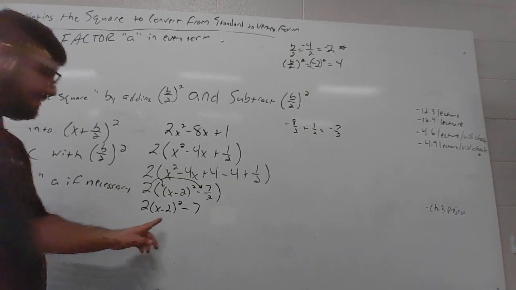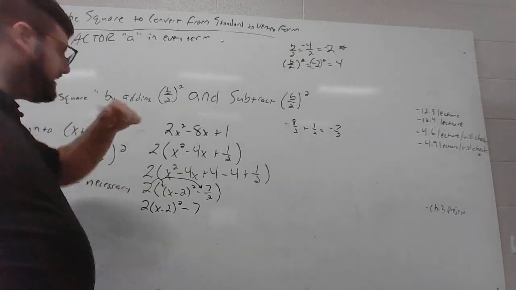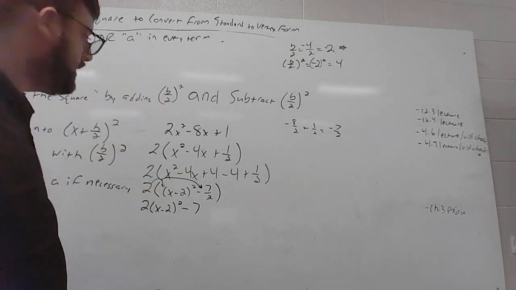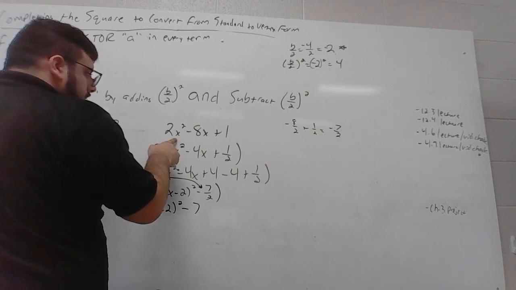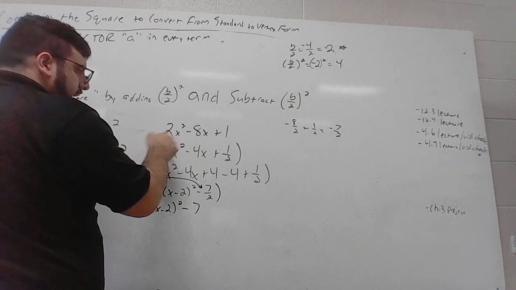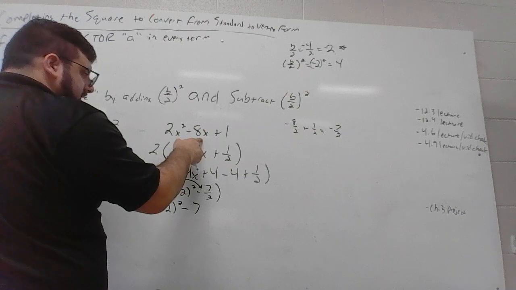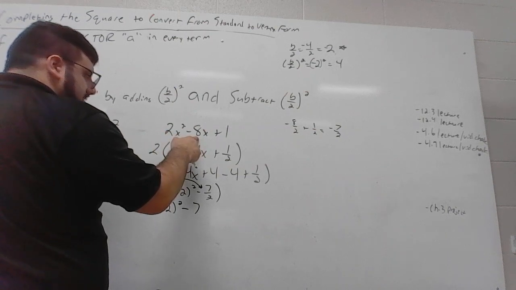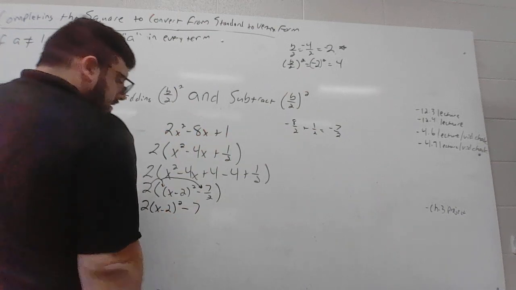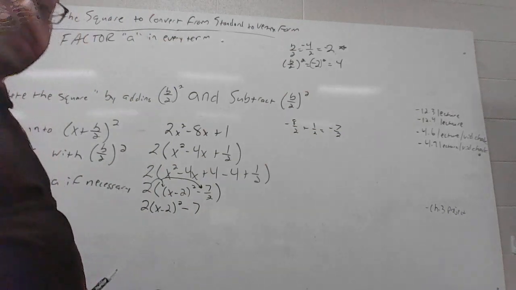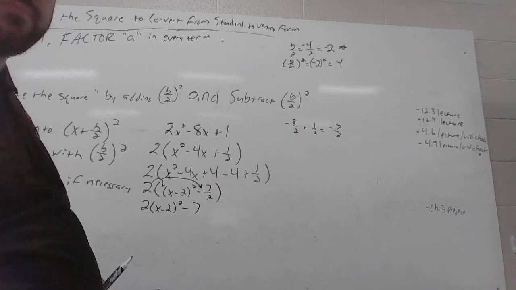All right, so my vertex is 2, negative 7. Let's see if I get negative 7 when I plug 2 in here. 2 squared is 4. 4 times 2 is 8. Negative 8 times 2 is negative 16. 8 minus 16 is negative 8. Negative 8 plus 1 is negative 7. Does end up working out.